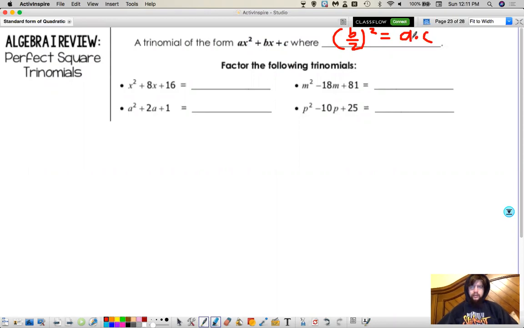Now, to make it usable, we usually factor out the a first. So that would just mean b over 2 squared would equal c. We'll see that in a minute. But if we look, 8, divide that by 2 is 4. 4 squared is 16. So this is a perfect square trinomial. So it'll factor as x plus b over 2, which is 4, squared. So the sign comes from the sign of b. The number here comes from b over 2. Let's test that out.